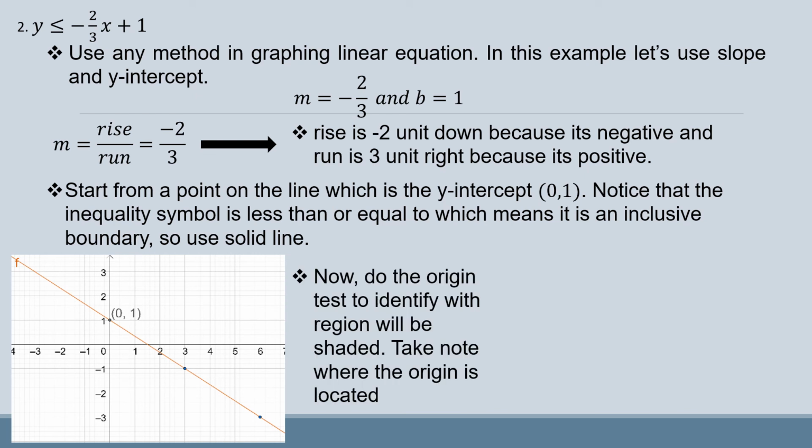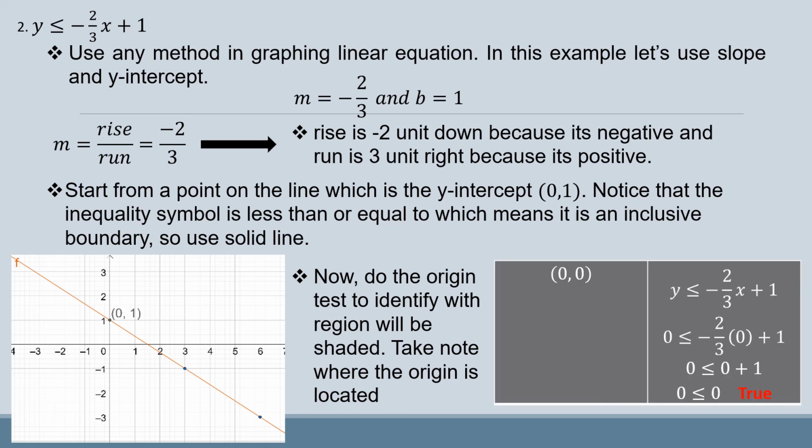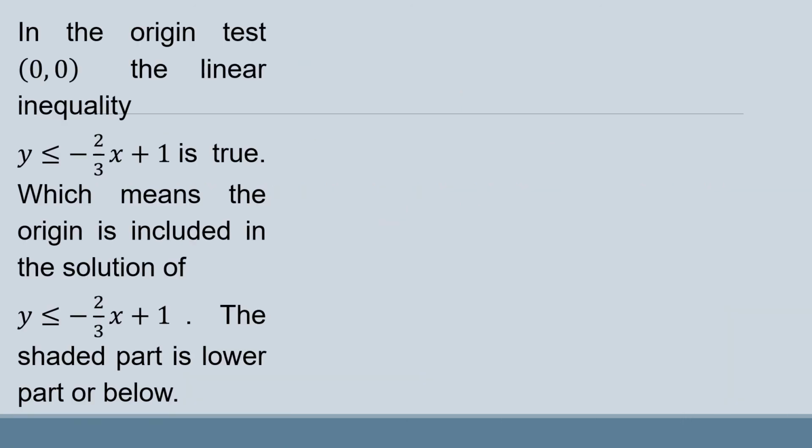Now, do the origin test to identify which region will be shaded. Take note where the origin is located. Substitute the values of x and y, which is (0, 0), and we came up with the answer of 0 is less than or equal to 0, which means it is true. In the origin test (0, 0), the linear inequality y is less than or equal to negative 2/3 x plus 1 is true, which means the origin is included in the solution. The shaded part is the lower part or below part of the line.